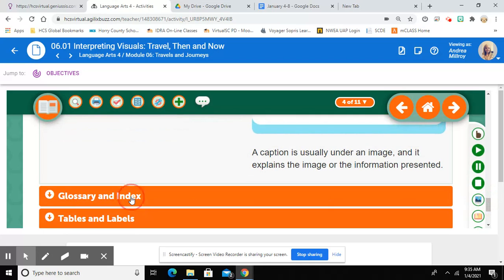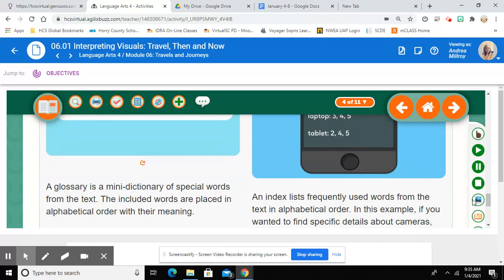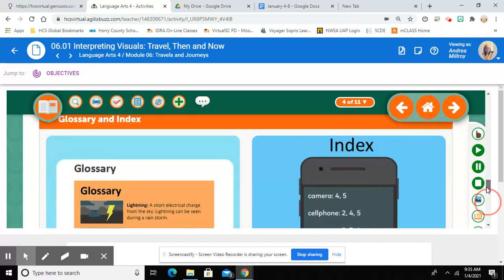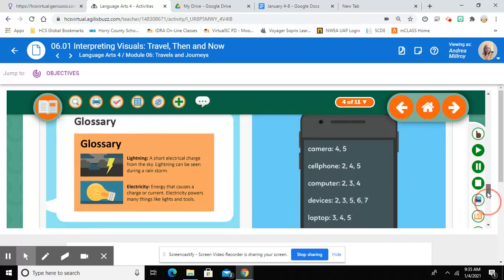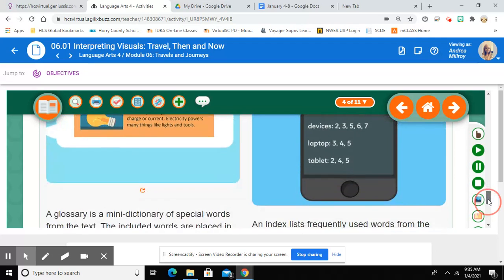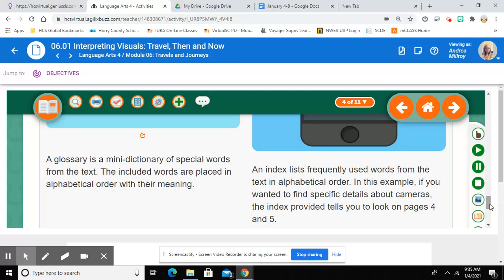Glossary and index. A glossary is a mini dictionary of special words from the text. The included words are placed in alphabetical order with their meaning. An index lists frequently used words from the text in alphabetical order.